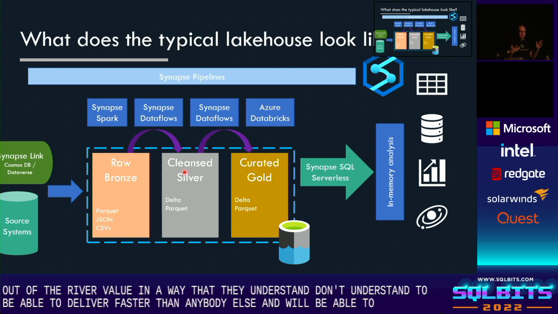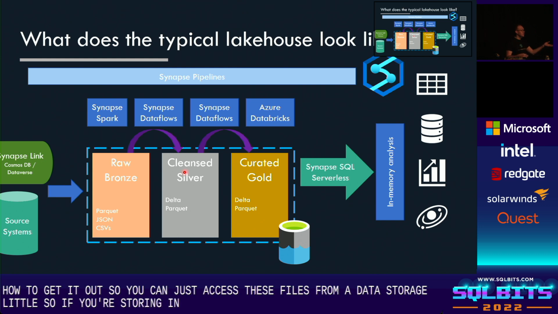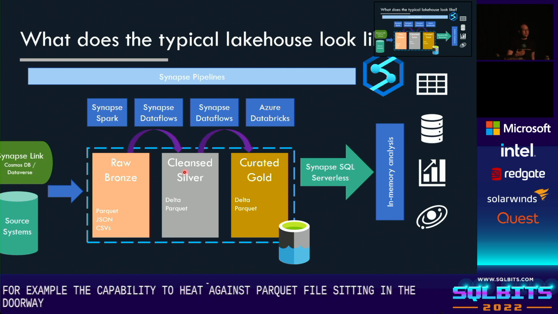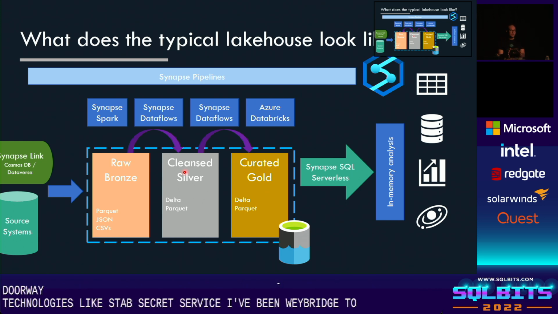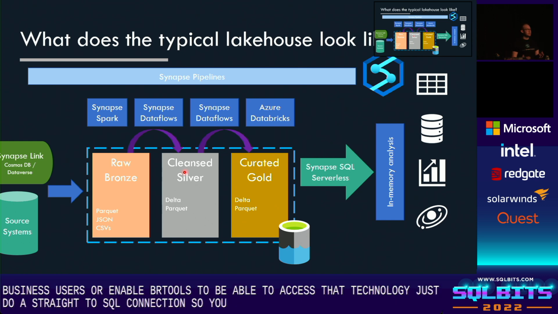So we end up with our data in our gold layer. Happy days. How do we get it out? So you can just access these files at a storage level. If you're storing it in Parquet, for example, you could leverage Power BI's capability to hit against Parquet files sitting in a data lake through Power BI data flows. You could do that. What most of the time I see is that technologies like Synapse SQL Serverless are being leveraged to enable business users or BI tools to access that data just through a straight T-SQL connection. So you can create those views for users where they're actually querying Delta tables.